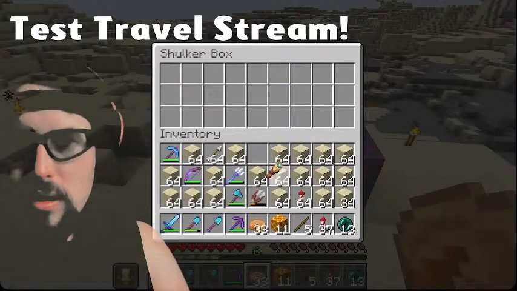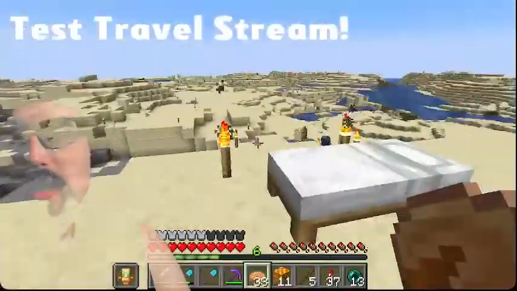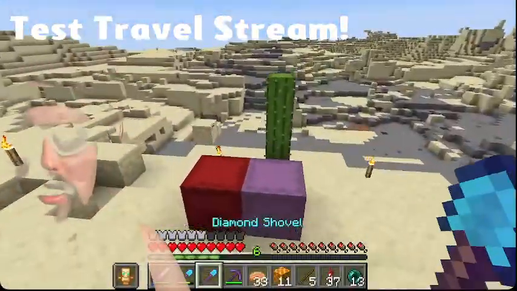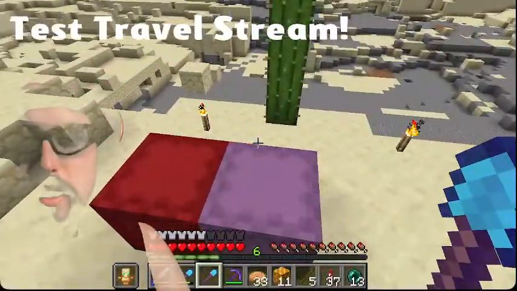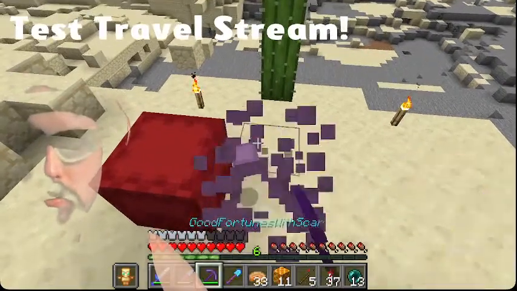Wow, I really timed that. Like I said, we've only got 27 stacks of gravel anyway. Maybe we just take what we got and we go. Okay.